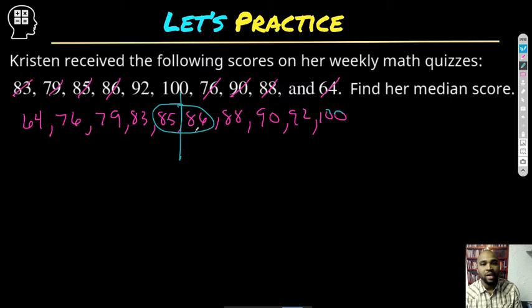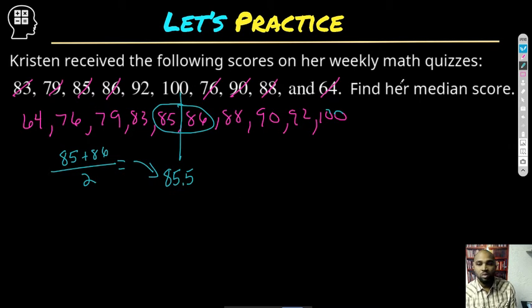What splits 85 and 86? Well, we really don't have to do much work here, because right in the middle of 85 and 86, we know this. We can split that in half, 85.5. Now, if you didn't see that already, you could do the math. 85 plus 86, divided by 2, and you're going to get 85.5. So now we know our median score is 85.5.